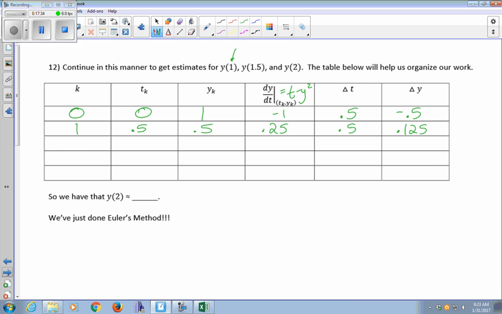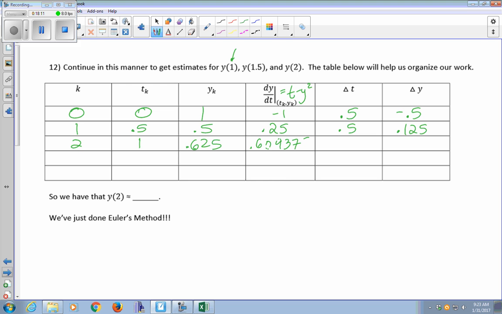So then I go back. Now I'm at step 2. My new t is my old t plus my change in t, so 0.5 plus 0.5 is 1. My new y is my old y plus my change in y. 0.5 plus 0.125 is 0.625. Now I have a new approximate point on the curve. Plug these values into the differential equation formula. So I have 1 minus 0.625 squared, and I get 0.609375.